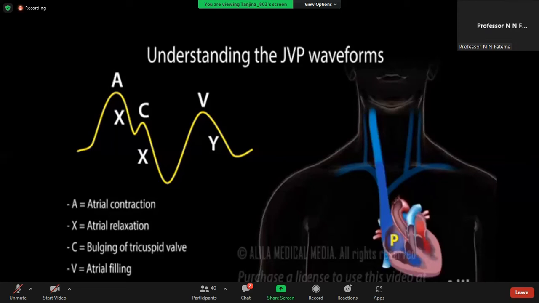During the systole of the right atrium, pressure will be increased inside the right atrium, and during the diastole of the right atrium, pressure will be decreased.